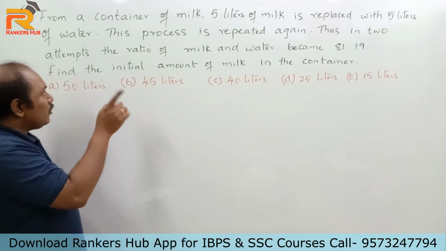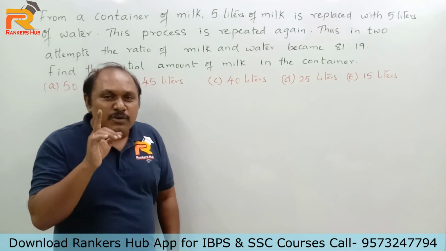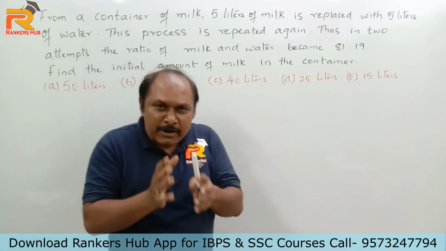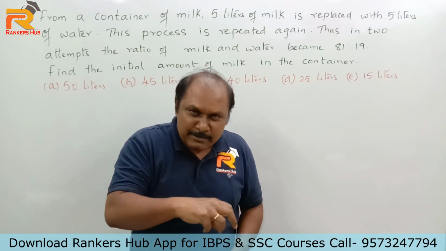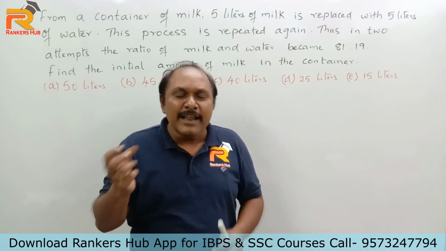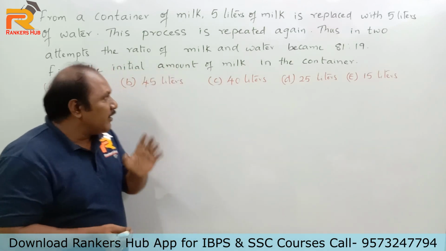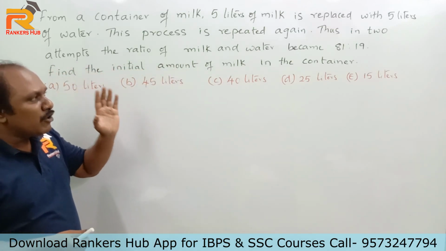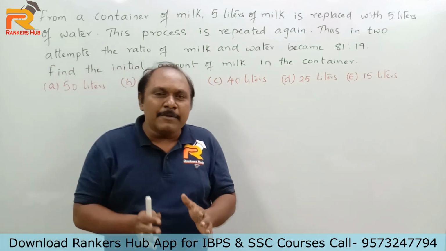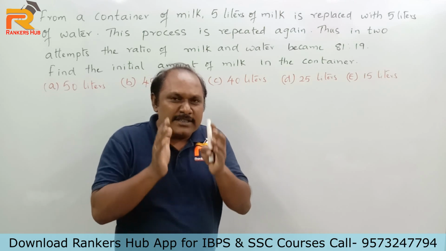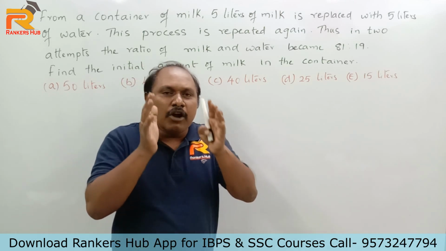Thus in 2 attempts, the ratio of milk and water became 81:19. So after performing this action 2 times, the ratio of milk and water has become 81:19. Now the question is, find the initial amount of milk in the container. Now this is a question from the chapter ratios. In ratios there is a concept called mixtures. So this is a problem from that chapter called mixtures.